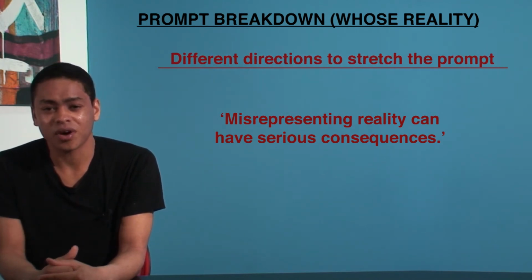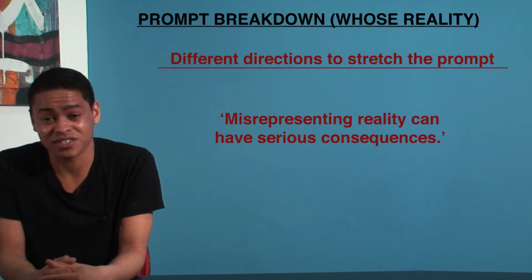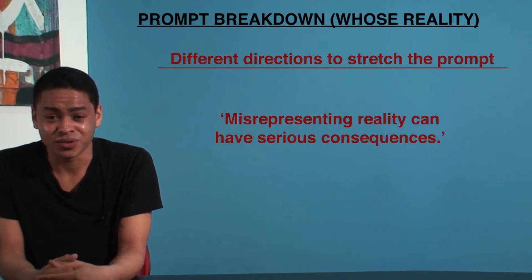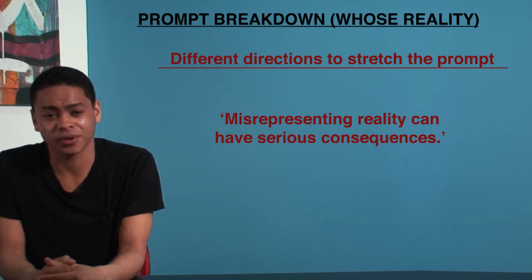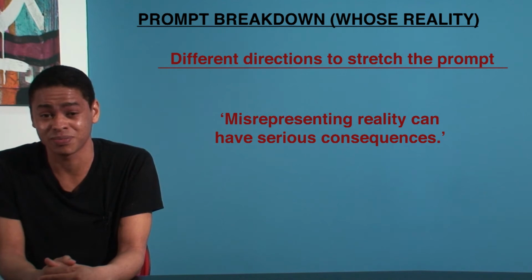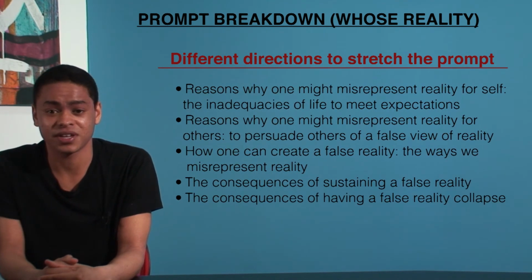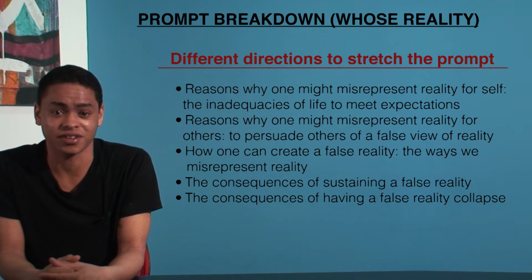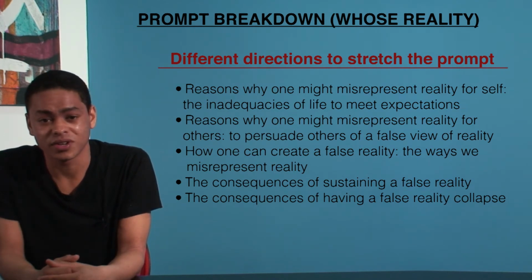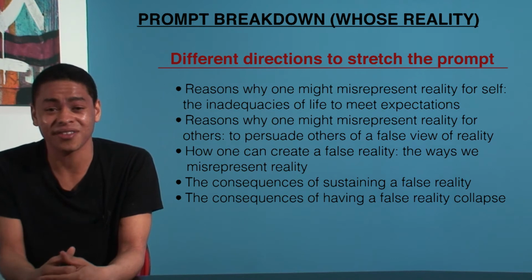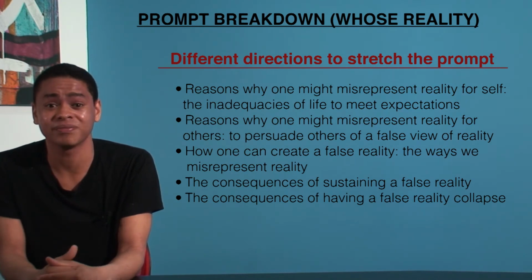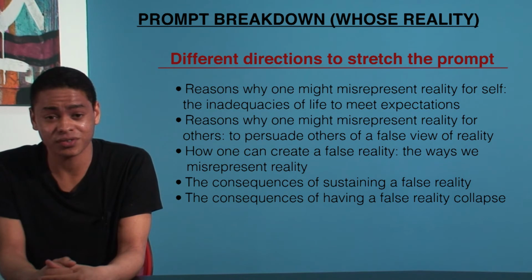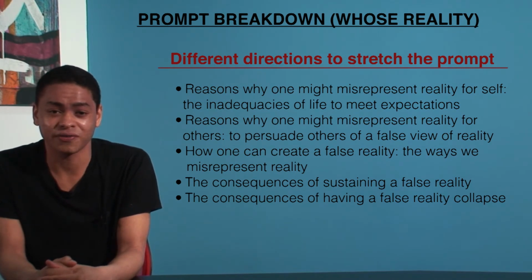Next, I'm going to start to draw out a plan for the different directions I might stretch this prompt in. How many you do and which you choose will depend on what writing style you're using, but a few possible ideas to consider expanding on with this prompt would be: reasons why one might misrepresent reality for oneself, the inadequacies of life to meet expectations; reasons why one might misrepresent reality for others, to persuade others of a false view of reality; how one can create a false reality, the ways we misrepresent reality; the consequences of sustaining a false reality; the consequences of having a false reality collapse.